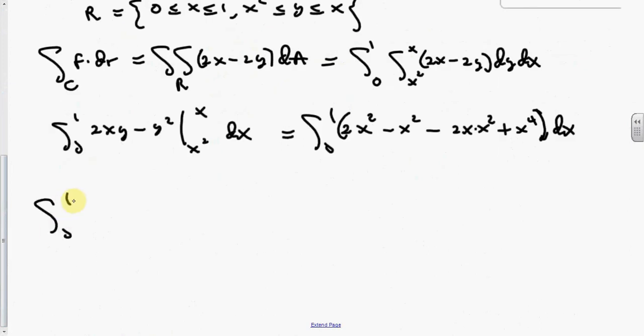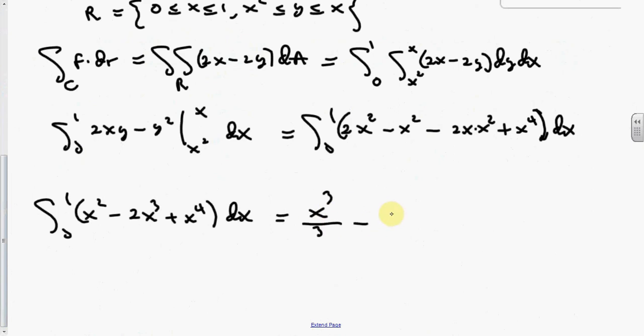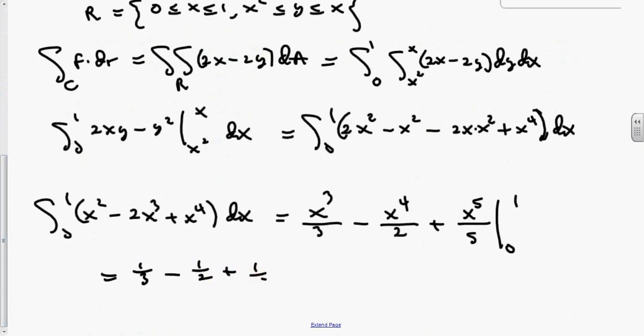So this is the integral from 0 to 1. 2x squared minus x squared is just x squared, minus 2x to the third plus x to the 4. Now integrate that: x to the third over 3 minus x to the 4th over 2, since 2 over 4 is just 1/2, plus x to the 5th all over 5. That's evaluated from 0 to 1. So we get 1/3 minus 1/2 plus 1/5.